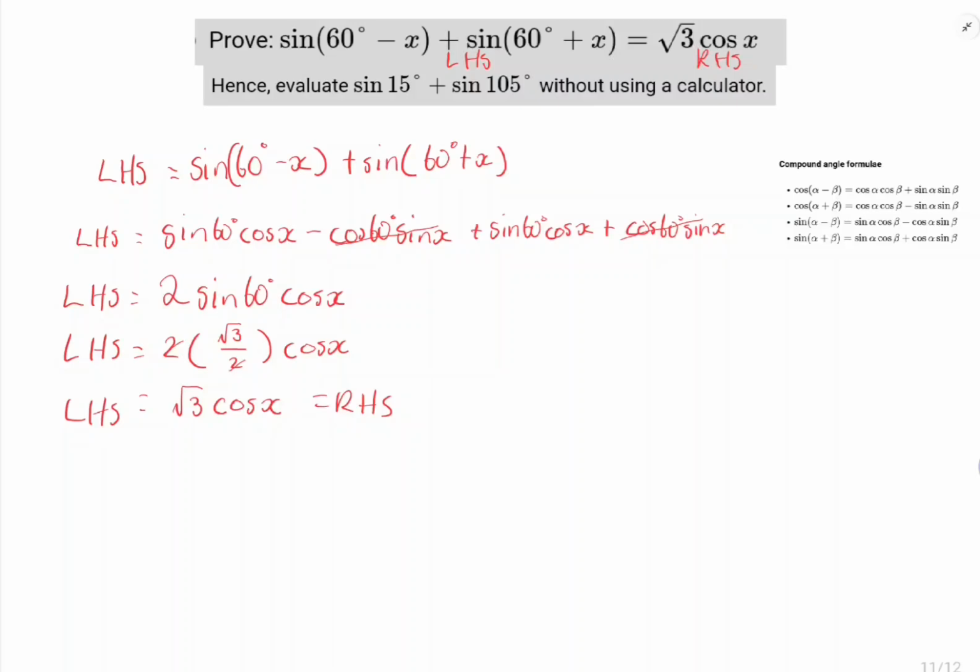So okay, let's say that this was 1, this is 2. Now, 2 says, hence, evaluate sin 15 degrees plus sin 105 degrees, right? We already proved that the left-hand side is equal to the right-hand side, so we can 100% say they are true. So now, let's look at the hence part.